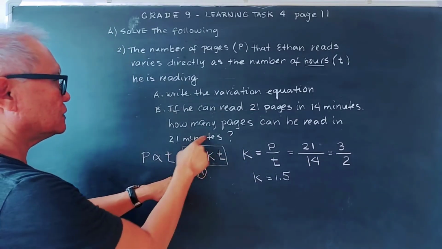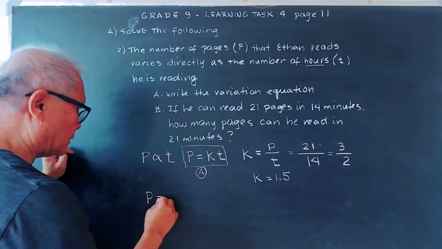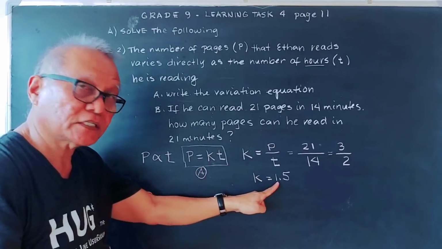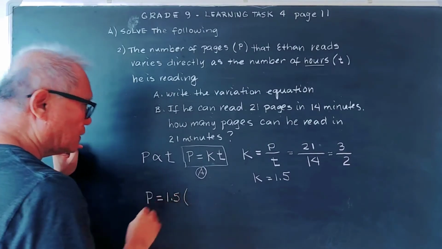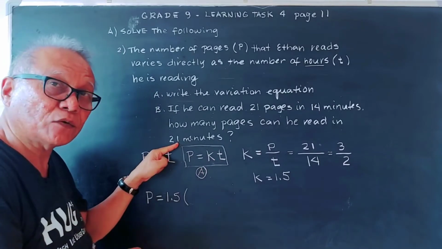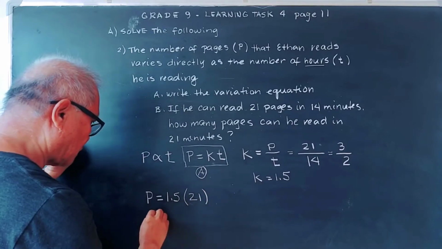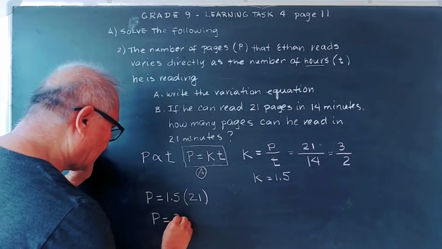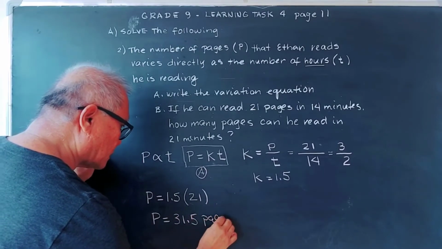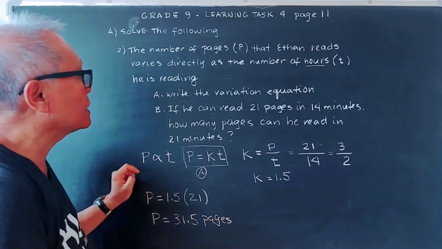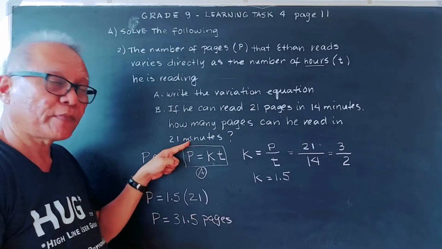Magsosolve na tayo ng number of pages. So, ito, P. P is equal to, meron na tayong K, which is 1.5. So, 1.5 times yung time in 21 minutes. So, 21 ito in minutes. So, if we are going to multiply it, we will have 31.5 pages. Ito ang mababasa sa loob ni Ethan sa loob ng 21 minutes.